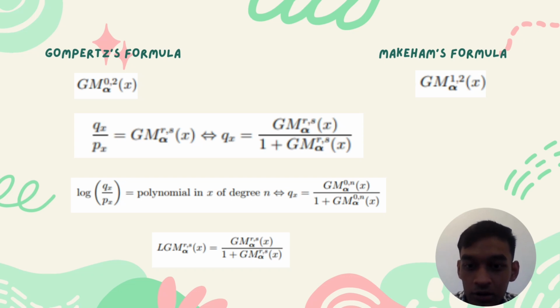We have the log of qs over ps equal to a polynomial in s of degree n, which is qs equal to GM 0,n alpha s over 1 plus GM 0,n alpha s. And lastly, the logit complex Makeham formula of type r,s is defined as LGM r,s alpha s equal to GM r,s alpha s over 1 plus GM r,s alpha s.